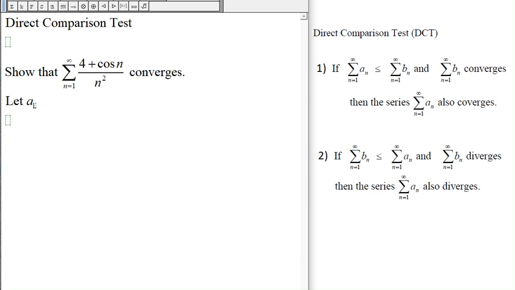And so we let a sub n be the given sequence here, and then we can let b sub n be something similar.